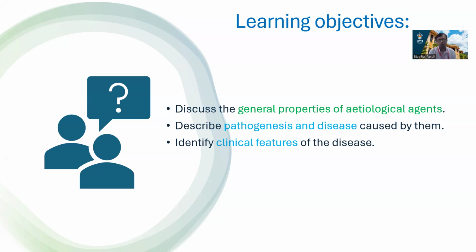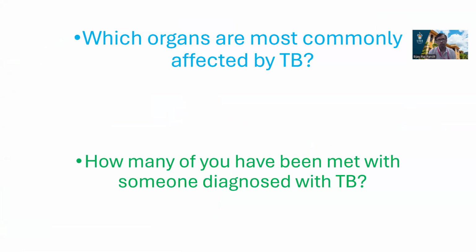So, which organs are most commonly affected by TB? And how many of you have met someone diagnosed with TB? Most of the students have raised their hands and said that the lungs are affected majorly, and a few students have also raised their hands, saying they have met persons who have been diagnosed with TB.